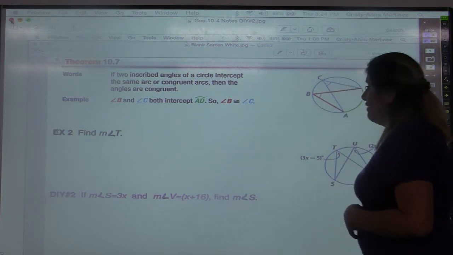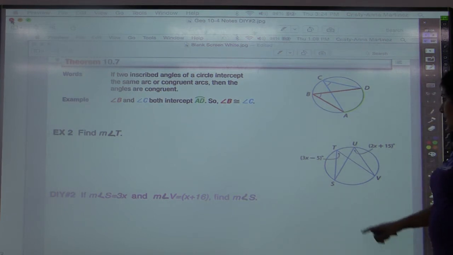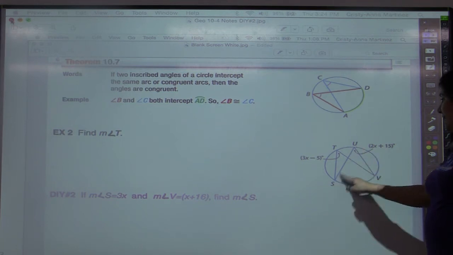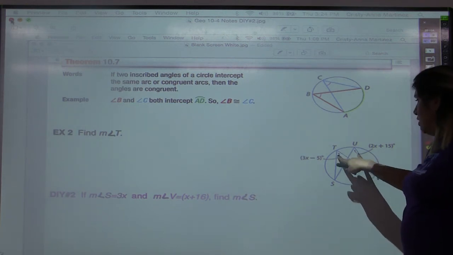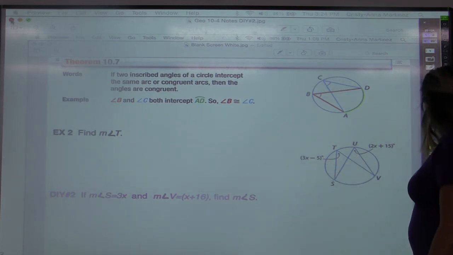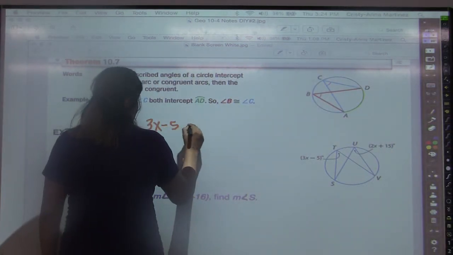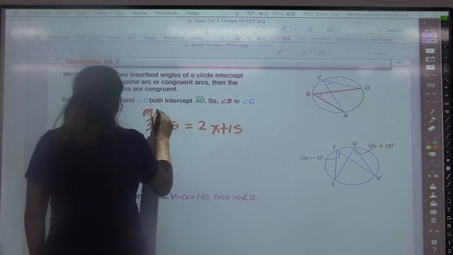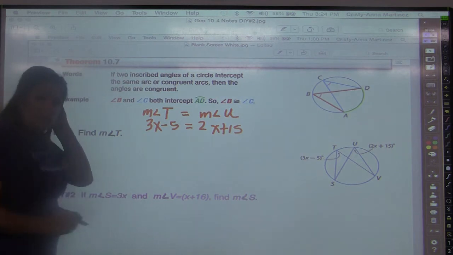So in example 2, they want us to find the measurement of angle T, and we are using this diagram. And so the first thing we notice is that angle T has an intercepted arc, which is SV, but angle U also has the same intercepted arc of SV, and because they're the same intercepted arc, then we can know that angle T and angle U have the same measure. They're congruent. So since we know that angle T is 3x minus 5, we can set up an algebraic equation where we equate 3x minus 5 and 2x plus 15, because we know that the measurement of angle T should equal the measurement of angle U, because they have the same intercepted arc.